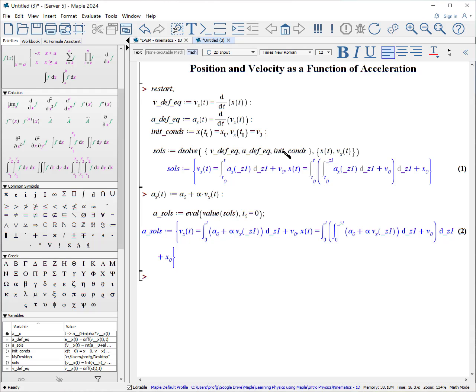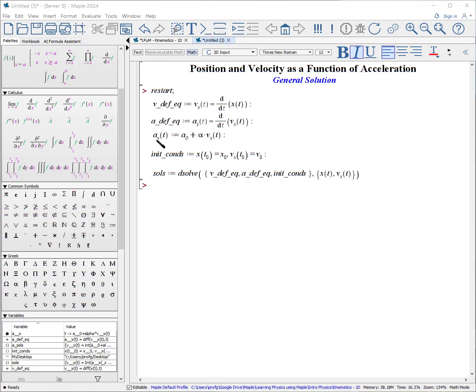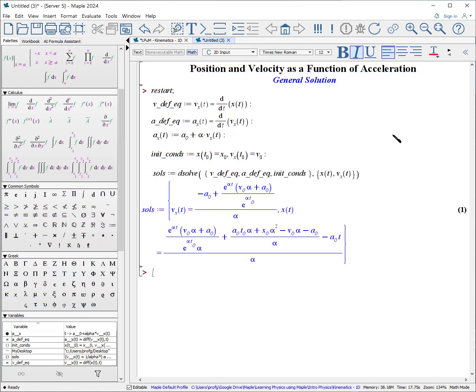This is where we have to go back to our initial approach and now insert the acceleration into the problem before we do DSolve. So I've now put the definition of our a sub x as a function of time back into the problem. Here's again our definition of velocity, our definition of acceleration, what our acceleration is, and the two initial conditions, one for each of the differential equations. Now we can do DSolve on these four sets of equations for the two unknowns, and we get an answer. It is a bit complicated.